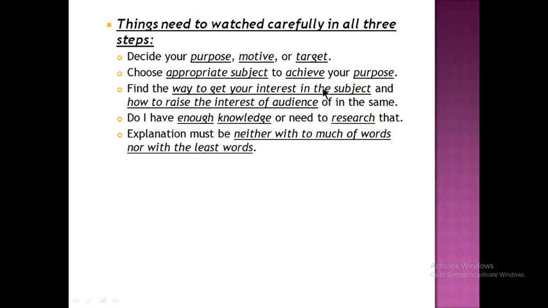Choose an appropriate subject to achieve your purpose. If you have a purpose, you must choose the subject as well. Subject means the thing which can help you to achieve your purpose, your motive or target.